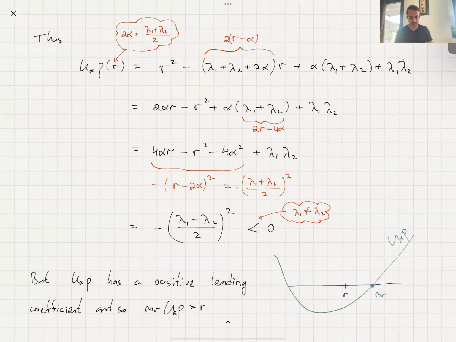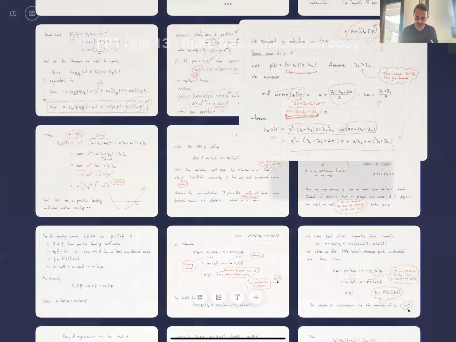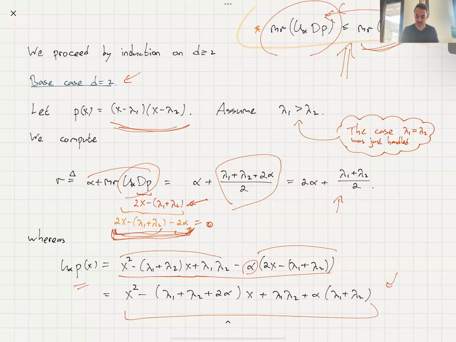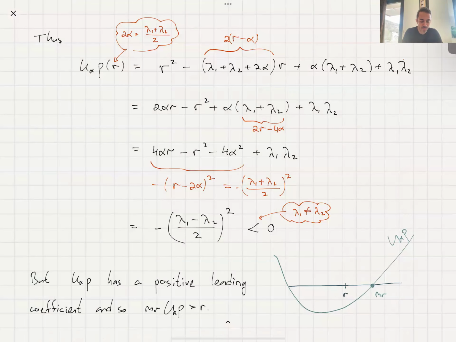Now, let's evaluate U alpha P at R. It's not clear why I want to do it, because that's not what I want to do. I want to prove these things about max roots. I don't really care about R, which is the value of the new left-hand side, but let's just do it for a second. So what is U alpha P evaluated at R? Well, I just copy U alpha P, and instead of x here and here, I substitute R. And this is R as a reminder.